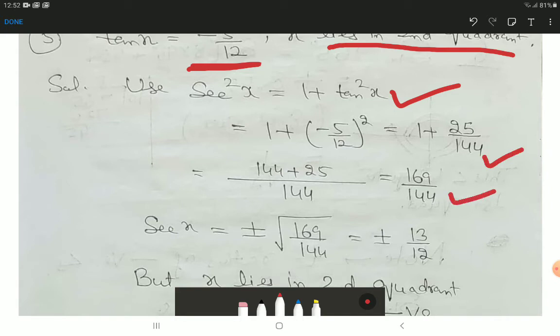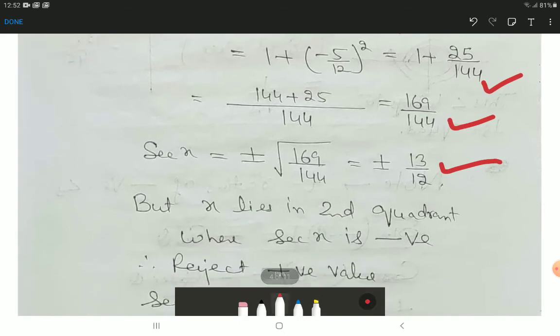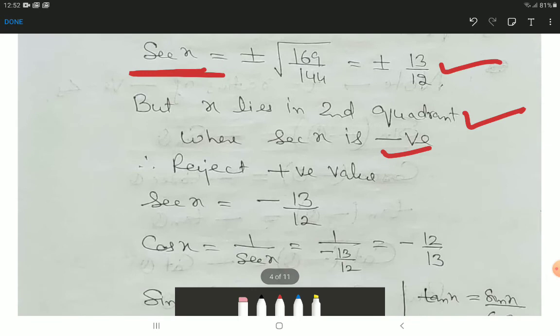So sec x is equal to plus minus square root of 169 upon 144, which is plus minus 13 by 12. But as given, x belongs to the second quadrant. And in the second quadrant, only sin x and its reciprocal cosec x are positive. So sec x is negative. So in the second quadrant, sec x is negative. So reject the positive value. You will be left with sec x is equal to minus 13 by 12.